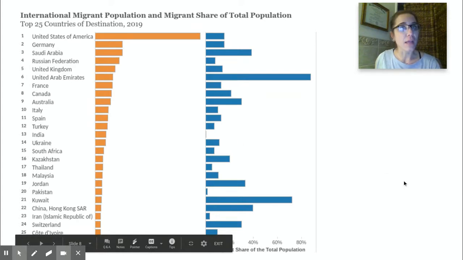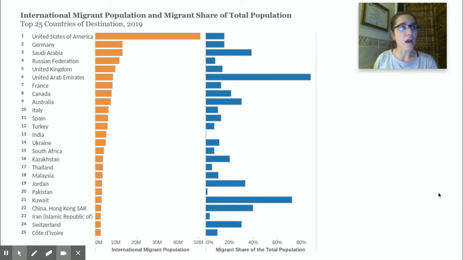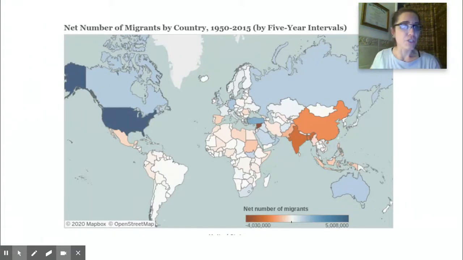Whereas in the United Arab Emirates and Kuwait, there are fewer migrants, but it's over 3/4 of each country's population, over 75% of that country's population. So that should give you a little bit of perspective in terms of the resources available in each of those countries.